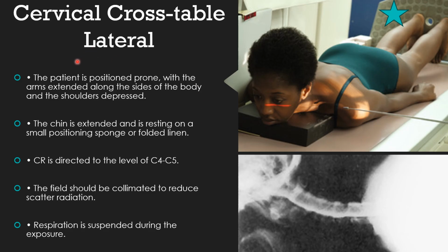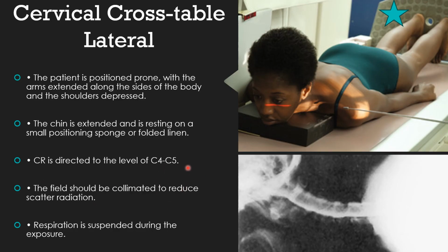Cervical, cross table lateral. Patient is positioned prone with the arms extended along the sides of the body and the shoulders depressed just like so. The chin is extended or hyperextended and is resting on a small positioning sponge or folded linen. CR is directed to the level of C4, C5. The field should be collimated to reduce scatter radiation.